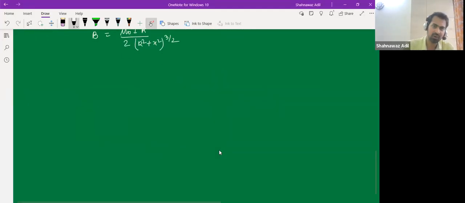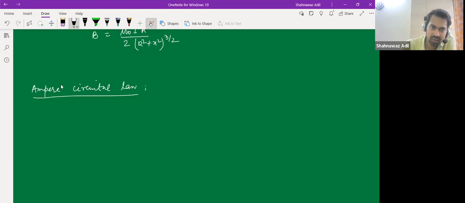Okay, so this is what we have done so far, and then we talked about Ampere's circuital law. This is just an extension of Biot-Savart's law, from which, using the geometry, we can easily calculate the magnetic field of certain materials or current carrying wires.